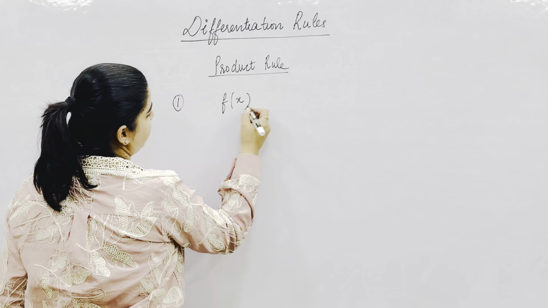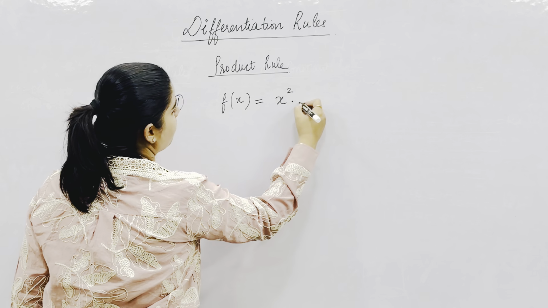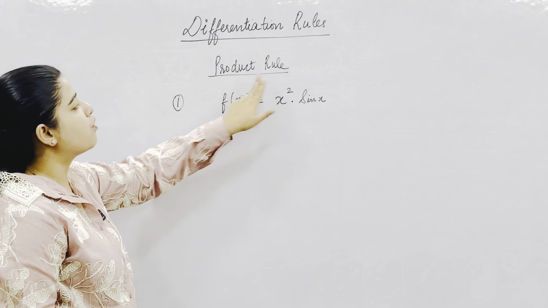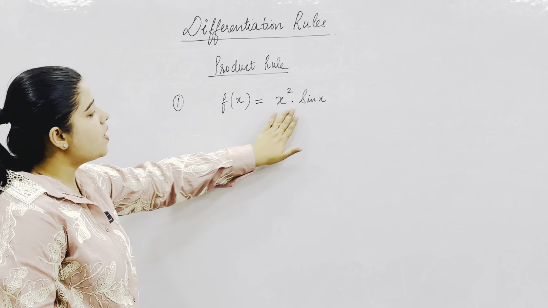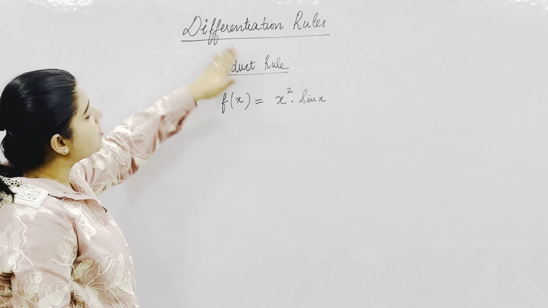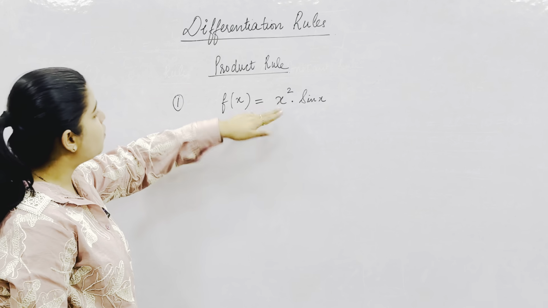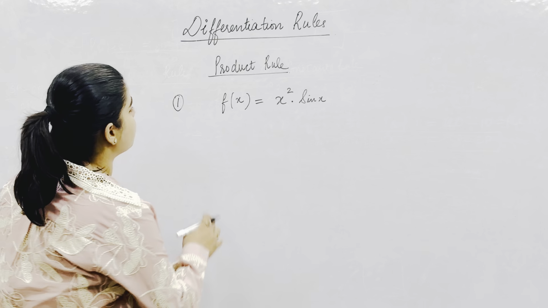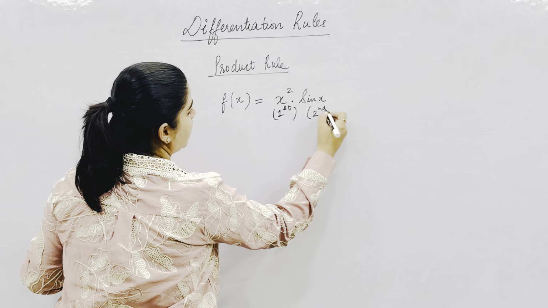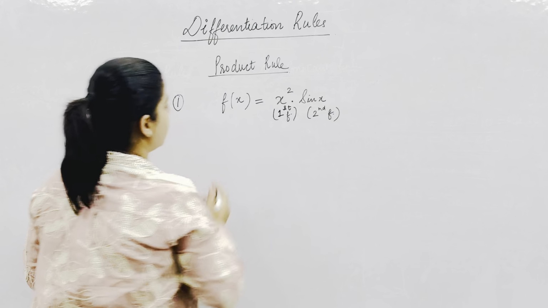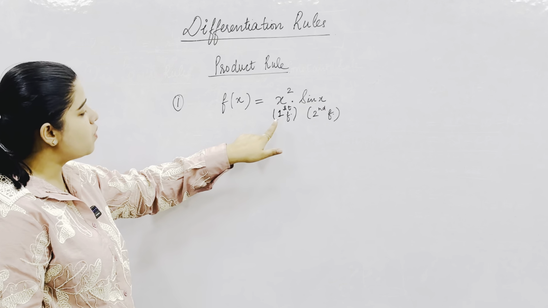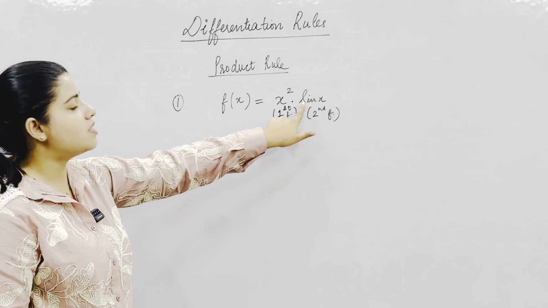Suppose you have a function f(x) as x squared multiplied by sine x. Now, since the name of the rule is product rule, we know that whenever two different expressions are multiplied with each other, to find the differentiation of that function we'll use the product rule. Okay, so we can say here that this is the first function and this is the second function. The whole function is x squared multiplied by sine x, but it is a product of two functions in which the first function is x squared and the second function is sine x.